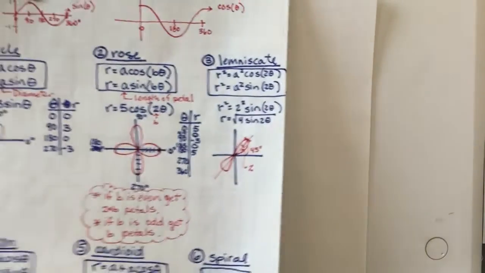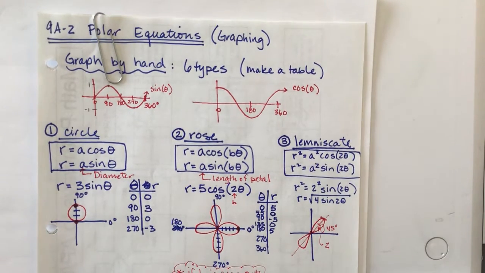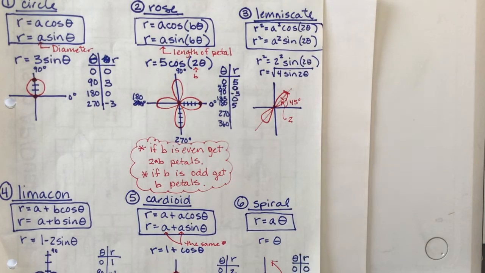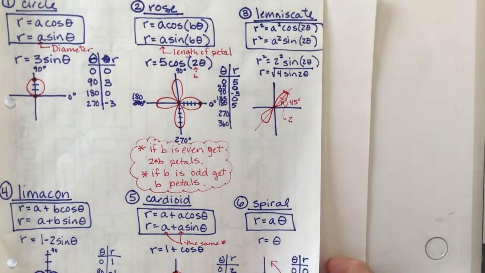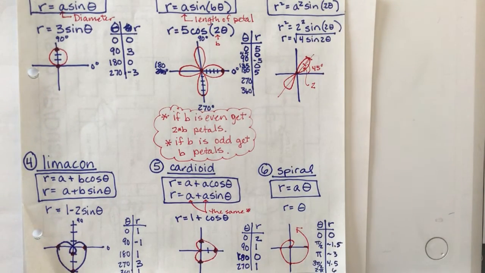Today's assignment is going to be a little bit different. It's not going to be a worksheet. What I want you guys to do is go back to your notes from last week and look again at these graphs, our polar equation graphs. We have 6 of them: circle, rose, lemniscate, limaçon, cardioid, and spiral. So we've got these 6 to think about.